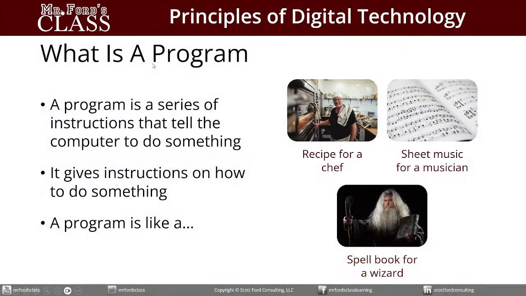So what is a program? A program is a series of instructions that tell the computer to do something. It gives instructions on how to get something done. So for example, a recipe for a chef. If you want to bake something, if you want to cook something, you can use a recipe. If you want to play music, you might use sheet music. That is a code. It is a program on how to make music. Or, let's say you're into fantasy, Dungeons and Dragons and all this other stuff. It's a spell book for a wizard. How do you cast magic missile or fireball?